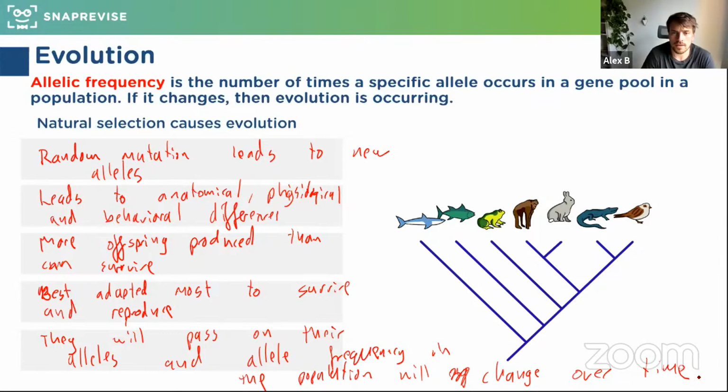So something like that would be a way to structure your answer. You don't have to do it word for word like this. And this little bit is mostly AQA, who make a big deal out of anatomical, physiological, and behavioral differences. If you're not AQA, you could probably just say leads to differences, so you wouldn't have to worry about those three words. What does the end bit say? They will pass on their alleles and allele frequency in the population will change over time.